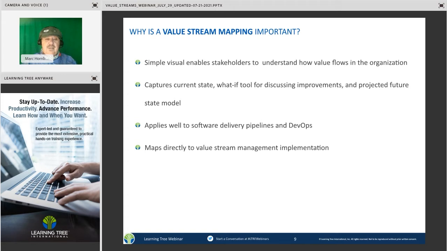But applying it to software delivery pipelines and DevOps is very interesting, because you're often trying to use lean practices to reduce bottlenecks and deliver software faster and, at the same time, safely. It also maps really well. Once you have a value stream map, it gives you guidance as to how to take advantage of some of the value stream management methodologies, tools, and implementations. So there's a lot of good things that can come out of value stream management and value stream mapping.